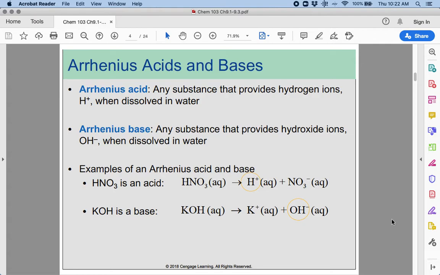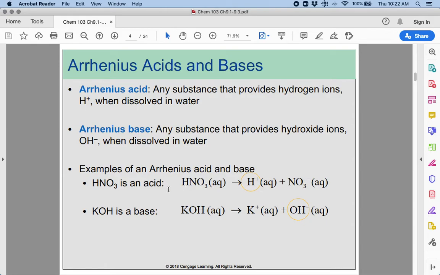So the first type of definition of an acid and base that we're going to talk about is the Arrhenius definition. And this was one of the first definitions that was made up for acids and bases. The Arrhenius definition of an acid is any substance that provides hydrogen ions, or H pluses, when it's dissolved or dissociated in water. A base will be any substance that makes OH, or what we call hydroxide ions. Remember, this is on your polyatomic ions chart. Hydroxide, OH minus, when dissolved or dissociated in water. So here's an example of each of those.